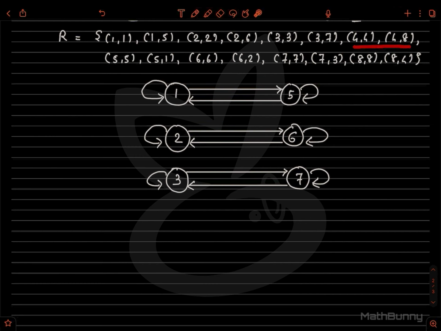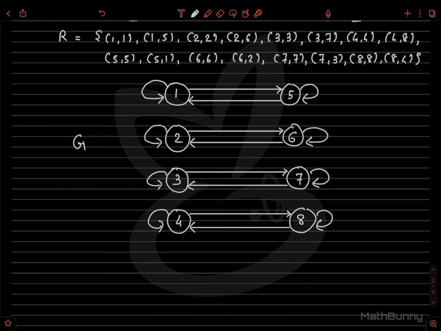Next elements are (4, 4), (4, 8), (8, 8) and (8, 4). Again, we will draw two circles, here 4 and here 8. (4, 4), (8, 8), (4, 8) and (8, 4). So, this is the graph representation of relation R.